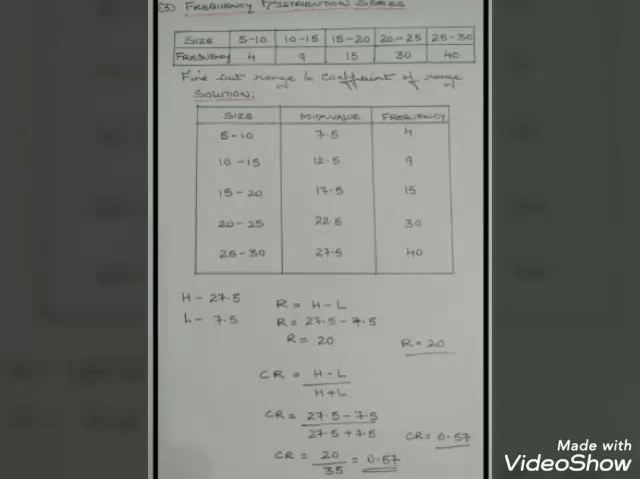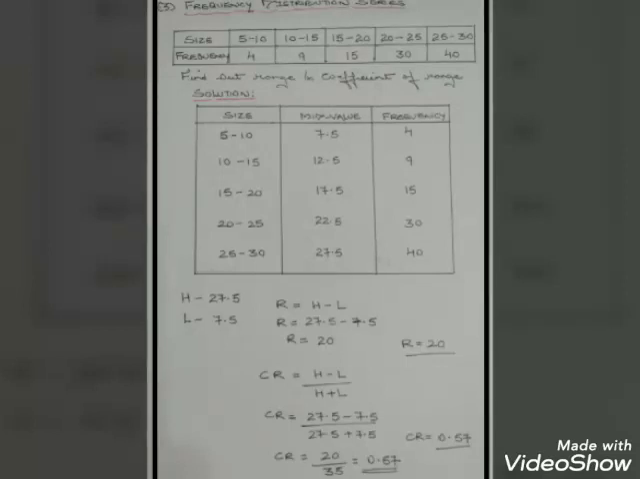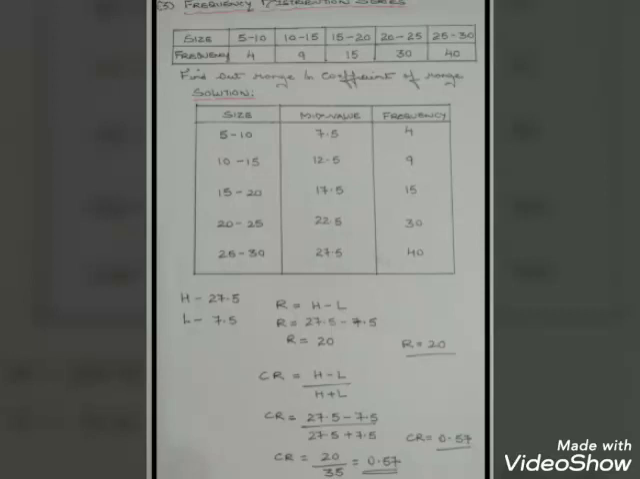Similarly, 10 to 15, you add, that comes to 25, and you divide it by 2 and your mid value comes to 12.5. Similarly, with 15 to 20, it comes to 35 and your mid value comes to 17.5. Similarly, 20 to 25 you add, that comes to 45 and your mid value is 22.5, and 25 to 30 comes to 55 and your mid value is 27.5. Children, this is how you are able to find out your mid value. And on the right hand side I have written the frequency, that is 4, 9, 15, 30 and 40.